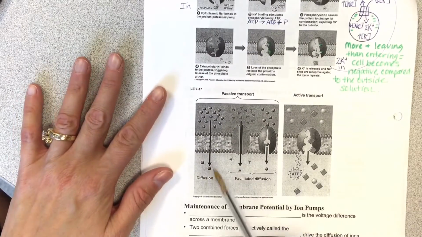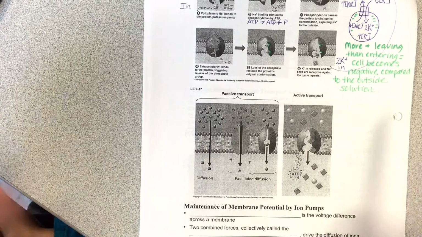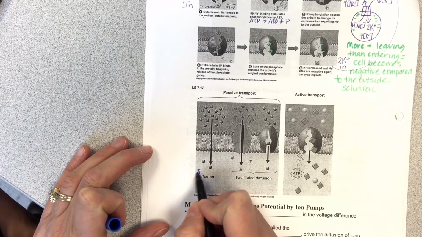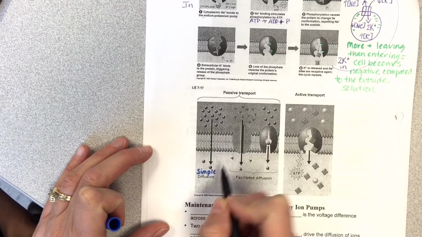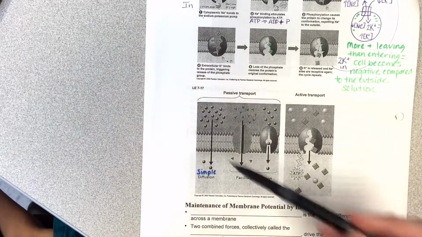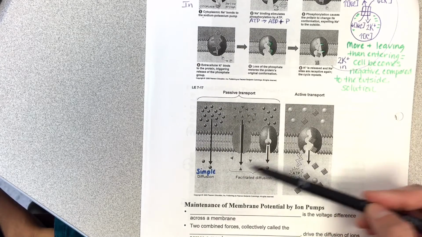So this next picture just gives you an overview of the types of passive and the types of active transport. So passive, this is simple diffusion. It just says diffusion here. We can write simple diffusion. This just means it goes through the lipid bilayer. So from high to low concentration, no energy required. Then we have facilitated diffusion.